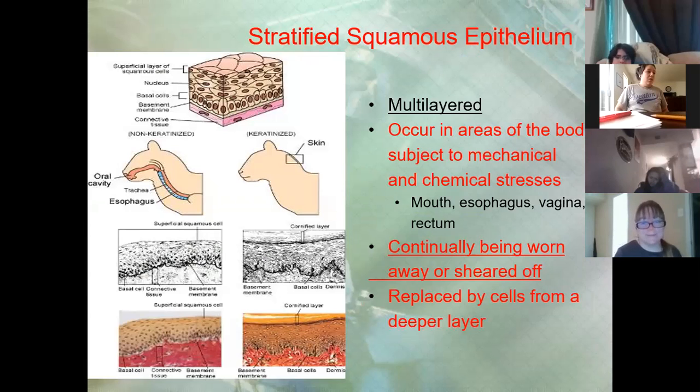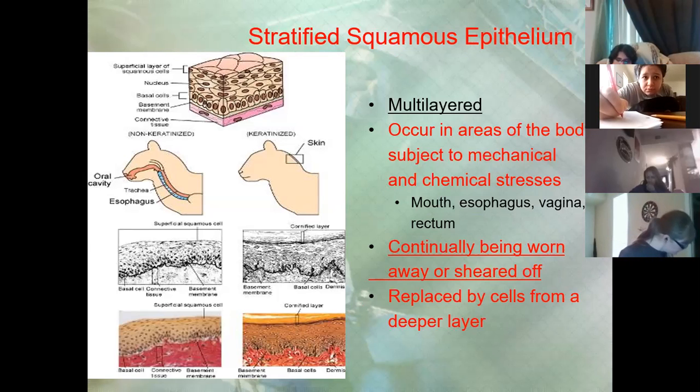So those are our three simple. Now we go into our stratified, which is more than one layer. These are going to be in areas of the body that are stratified squamous, so more than one layer of squished cells. An example of this is where areas are under some sort of wear and tear, like for example, my skin. My skin is multiple layers of squamous cells.